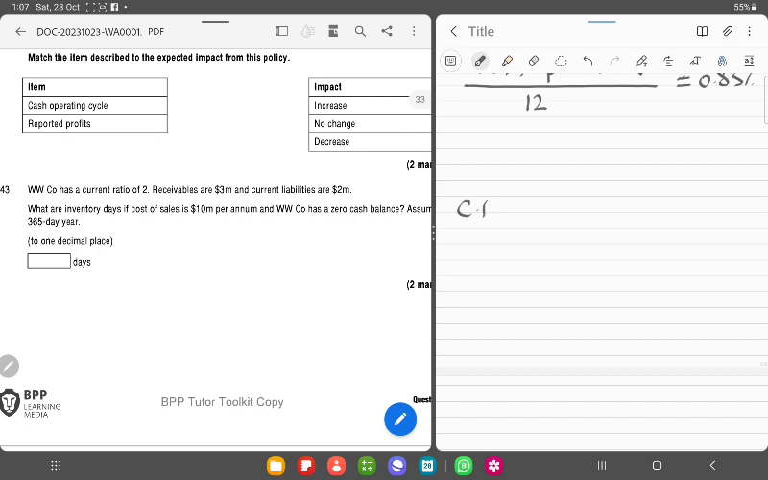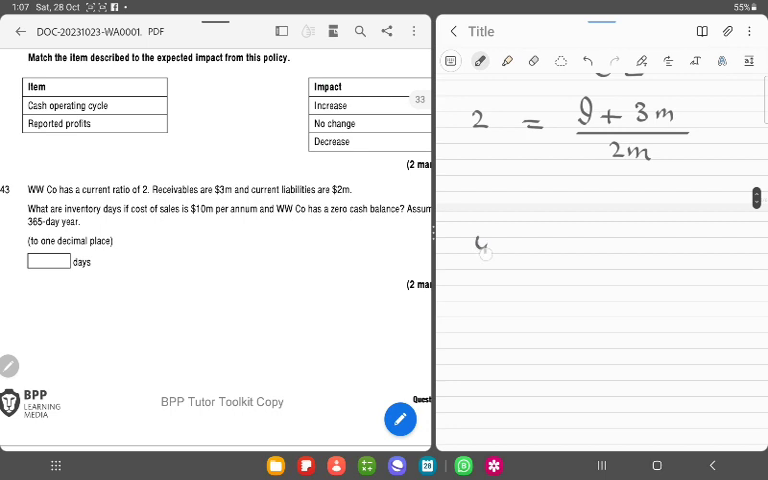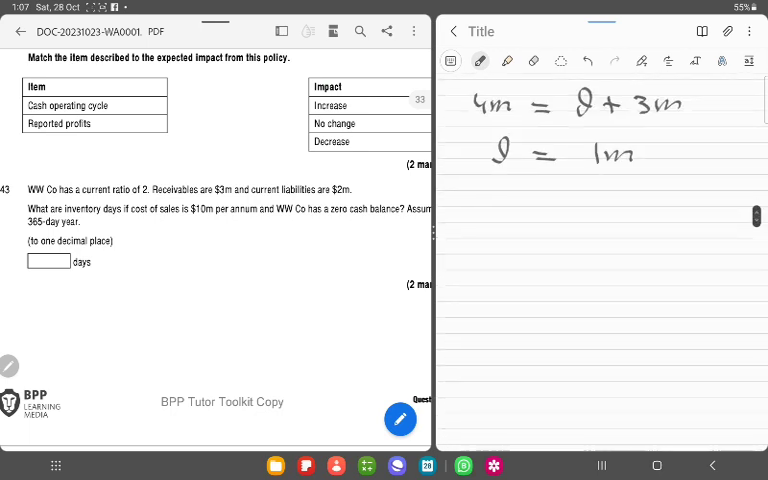It means that the current assets consist of only inventory and receivables. The current ratio formula is current assets divided by current liabilities. The current ratio is 2. Current assets consist only of inventory and receivables. We don't know the inventory, but receivables are 3 million and current liabilities are 2 million. If you solve this, you can find the value of inventory. So 4 million is equal to inventory plus 3 million, and then the inventory's value would be 1 million.